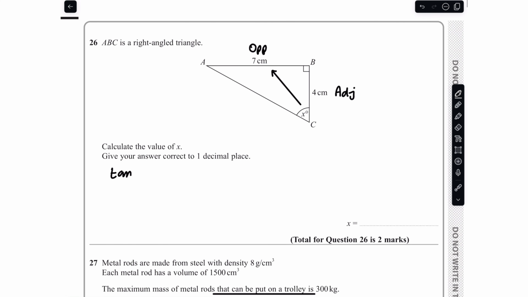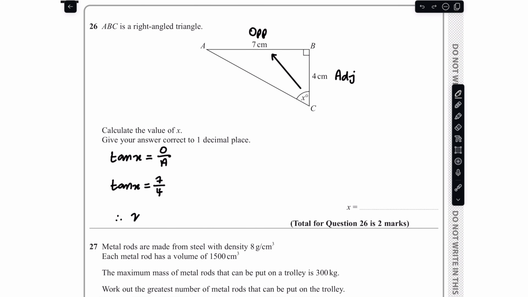So tan of the angle X equals the opposite over the adjacent, and so tan X equals 7 over 4. Therefore, to obtain the value of X, we need to take the inverse tan function of 7 over 4, and that equals 60.3 to 1 decimal place. So the final answer for question 26 is 60.3.